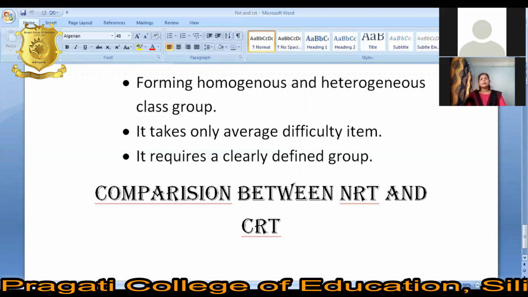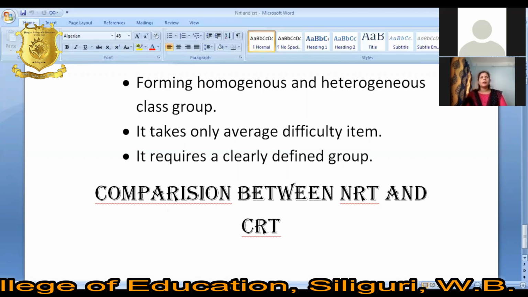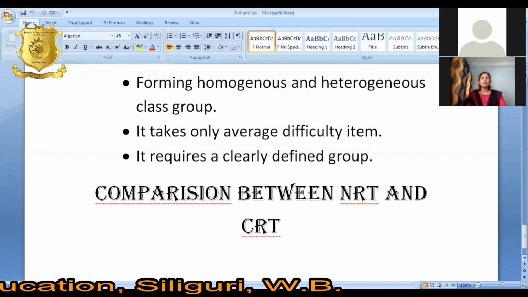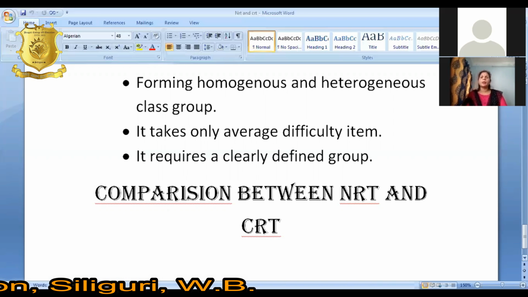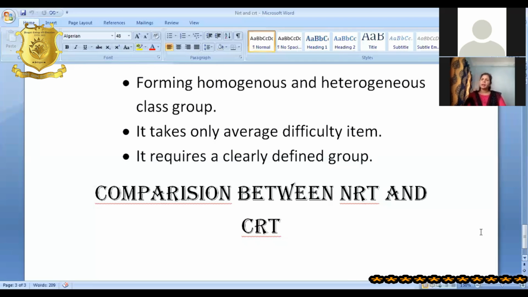The next point is the administration of both the tests is the same. The next similarity is both are judged in terms of some qualities of goodness, reliability, and validity. The next similarity is both tests are required for placement evaluation. These are the similarity points between the NRT and CRT.